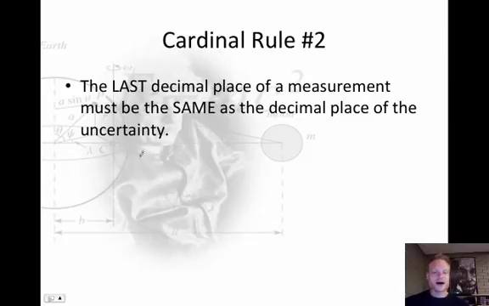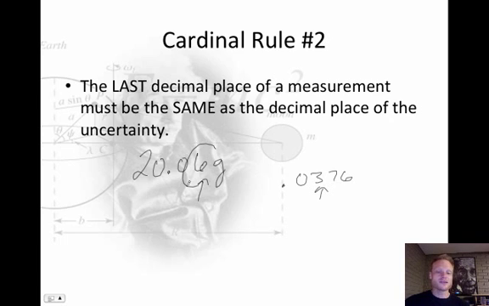Well, basically, if I have 20.06 grams, kind of going back to my electronic balance example, my uncertainty cannot go past the hundredths place. Okay, so let's say I calculate the uncertainty of this measurement, and I find it to be 0.0376 or something like that, okay? I can only have my uncertainty go this far to the hundredths place. Why? Because this number here is to the hundredths place. I can't have it go all the way to the thousandths or anything like that. It can only go to the same decimal place as my measurement. And so those are the two cardinal rules of calculating uncertainty.